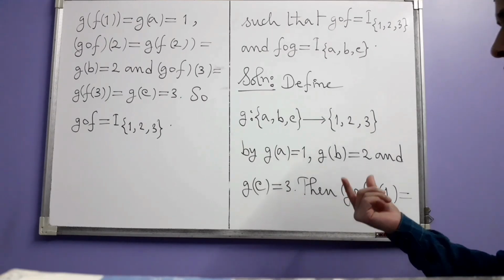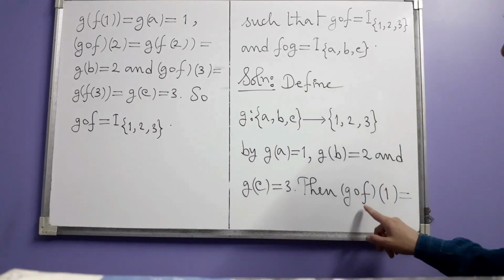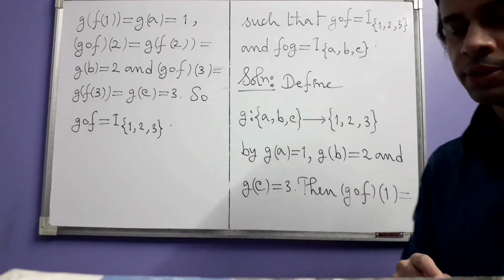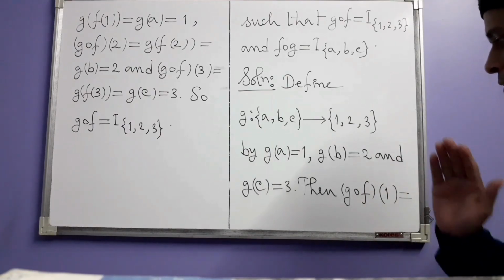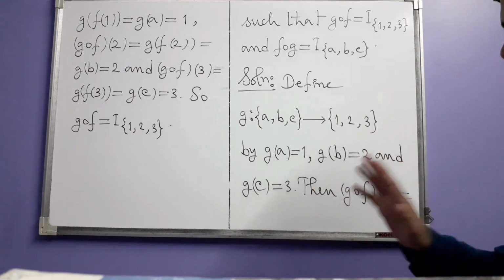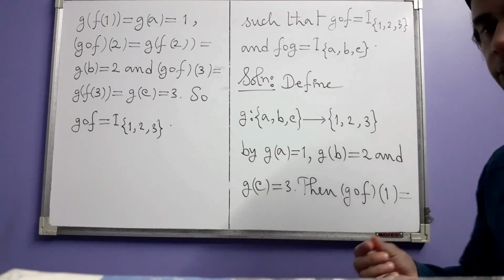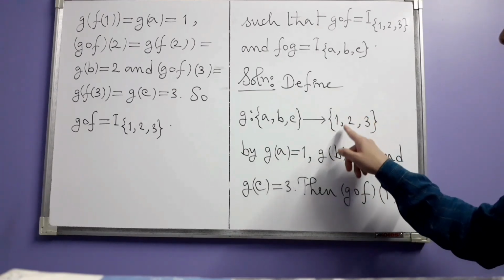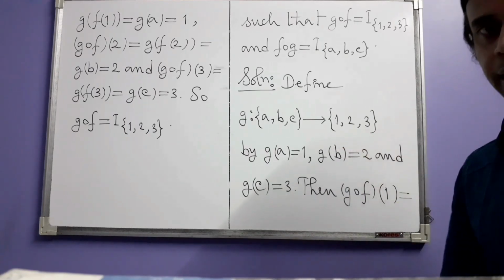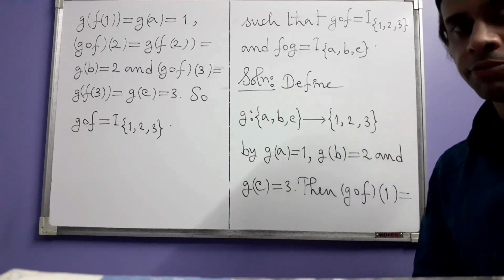If you go back to the definition of composition of functions, you will see that the domain of g composition f is the same as the domain of f, and the codomain of g composition f is the codomain of g. So what is the domain of f? The set 1 to 3. And what is the codomain of g? The set 1 to 3. That means this composition is a function from this set into itself.